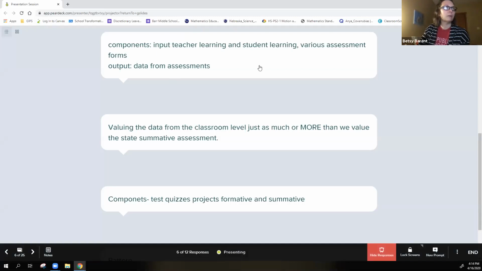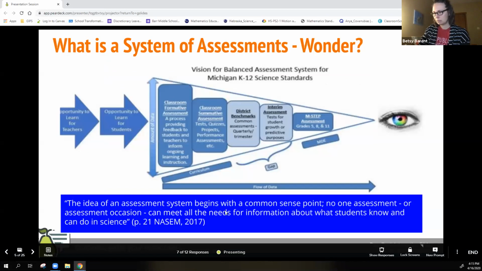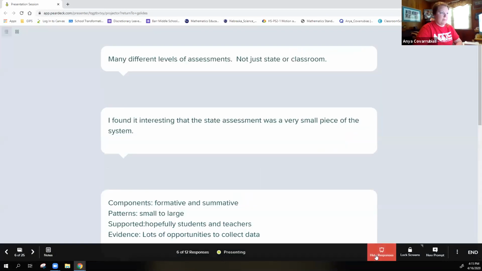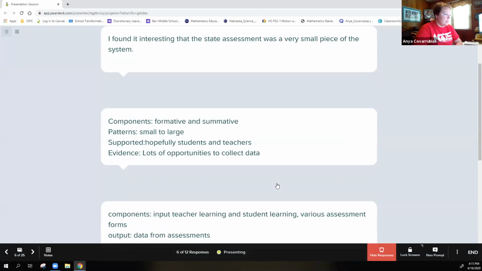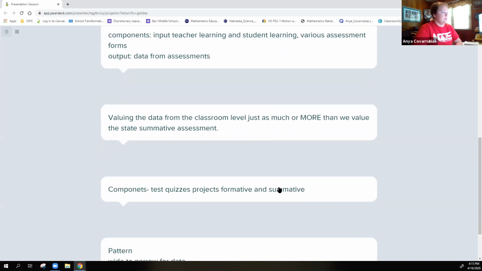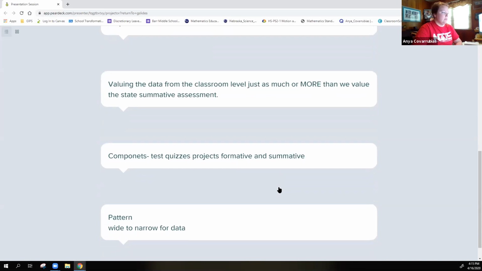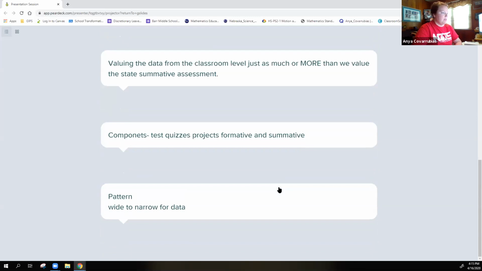Does anybody else want to share what they were thinking? Just go ahead and unmute yourself and jump in. Well, we can read out a couple of their responses. Yeah, go for it. Just many levels of assessment, not just state or classroom. Found it interesting that the state assessment was very small. I think that was maybe Jody. Input, teacher learning and student learning, various assessments. Valuing the data from the classroom level just as much or more than the value at the state summative assessment. Components: test, quizzes, project, formative assessments, and summative. Pattern is wide to narrow for data. Good, good.